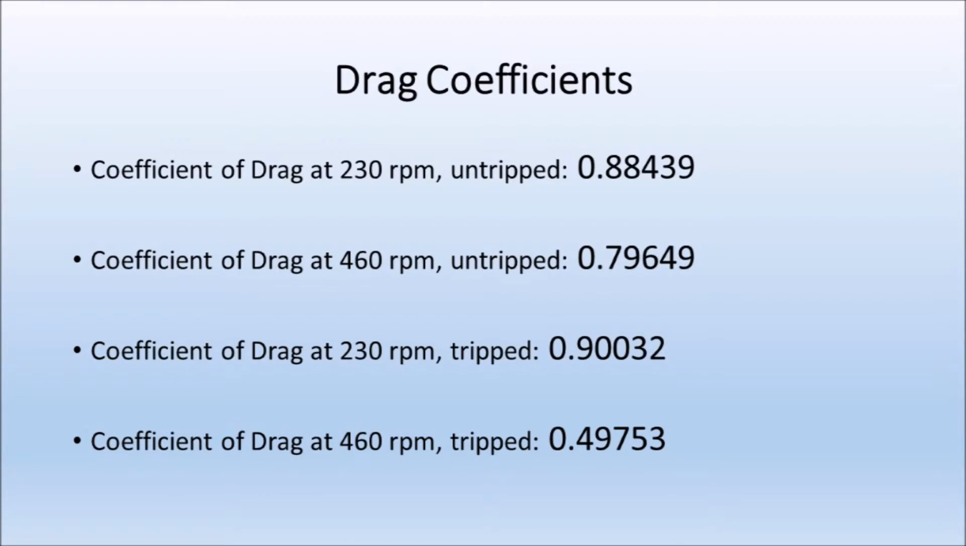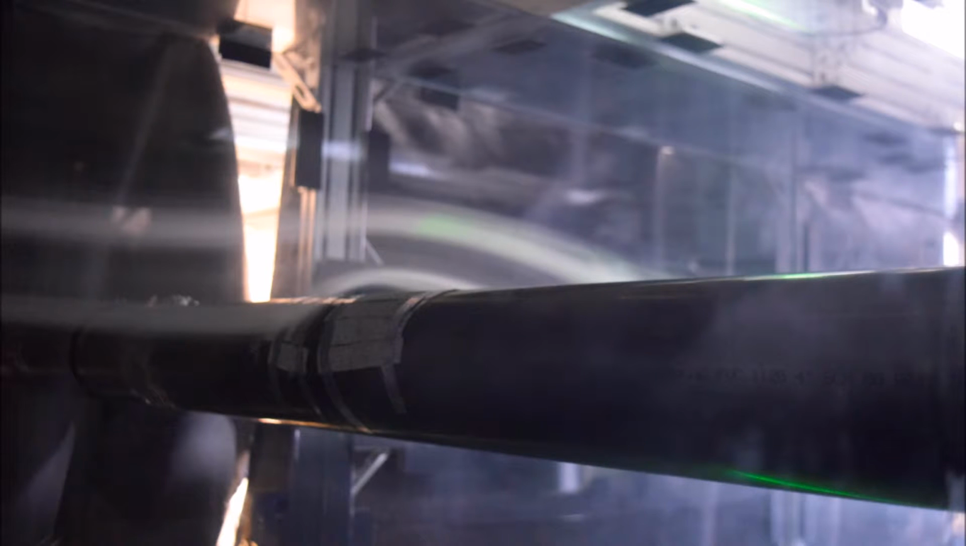The coefficient of drag obtained from running flow at 230 RPM over the cylinder while untripped was 0.88439, which was along the lines of what we predicted would happen. This is because the flow was not moving with high velocity, causing little turbulence in the boundary layer and therefore causing vortices to form very rapidly after passing over the cylinder and creating a high amount of drag.